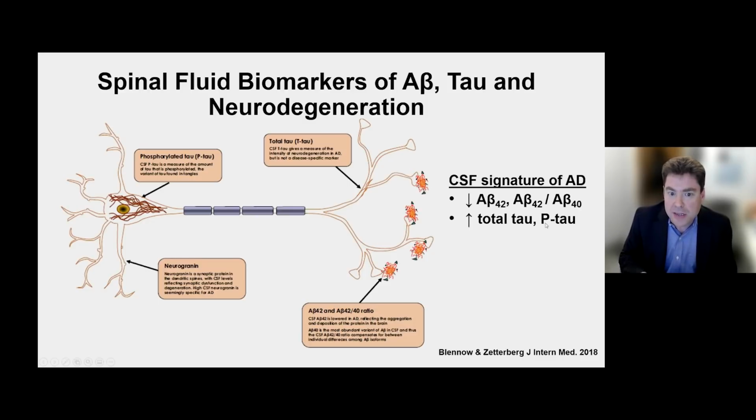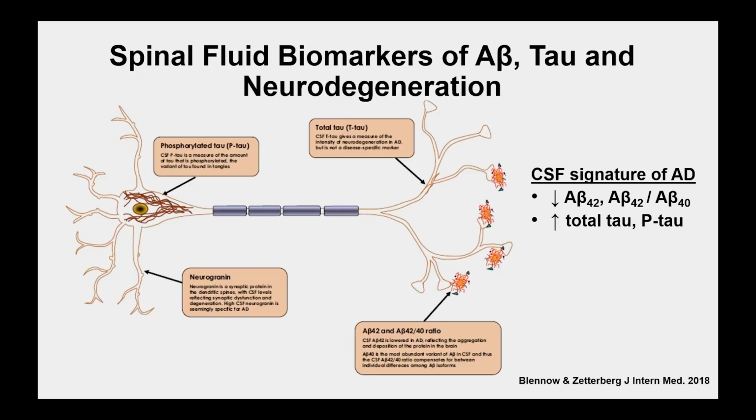Tau phosphorylation, basically adding a phosphate moiety to the molecule, is one of the changes that leads to the development of tangles. And so these can now be measured with very high accuracy, and a spinal tap with measurement of these proteins can help us confirm the presence of Alzheimer's disease.